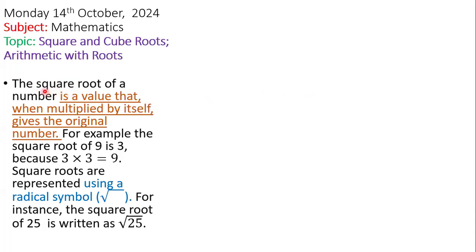Yes, sir. The square root of a number is a value that, when multiplied by itself, gives the original number. For example, the square root of 9 is 3, because 3 times 3 is 9. Square roots are represented using a radical symbol. For instance, it cut off on my screen. Hang on, let me.